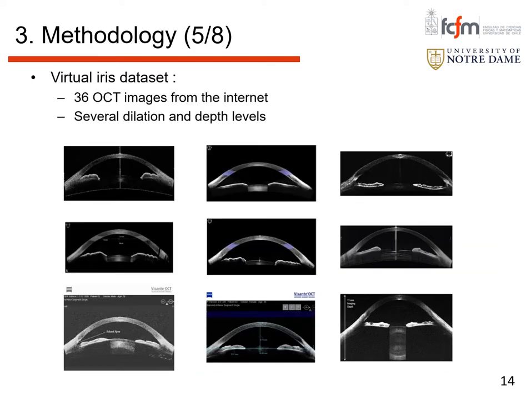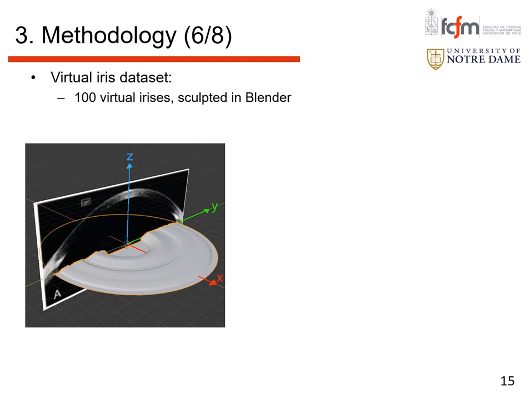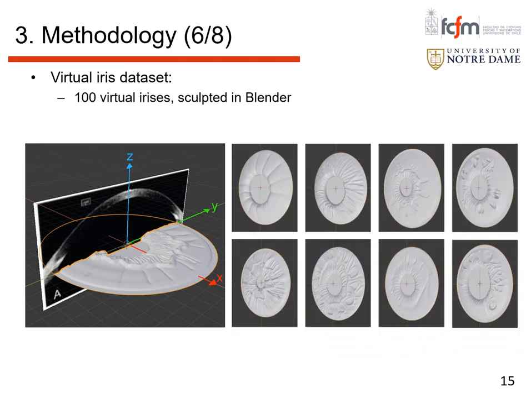In order to obtain the virtual iris dataset, we first collected 36 OCT images from the internet so that we can have depth ground truth of real irises. After that, we used the software Blender to sculpt 100 virtual irises. For this purpose, we first placed the OCT in the YZ plane and traced the contour of the iris. After that, we created a revolution surface from this contour, and we sculpted the texture of the iris so that it resembles that of the real iris dataset. We created some virtual irises with more texture than others and with different dilation levels in order to represent what we have in the real iris dataset.